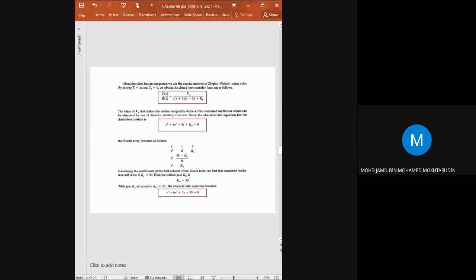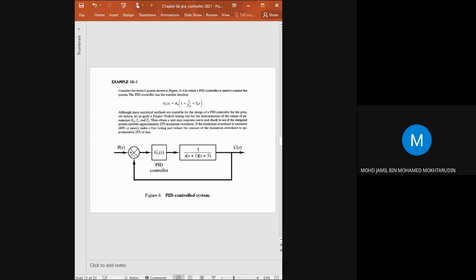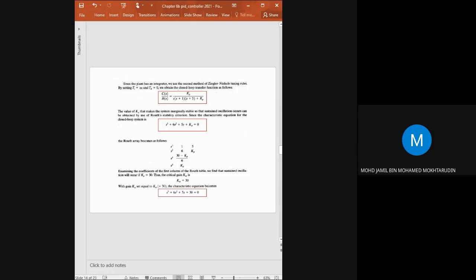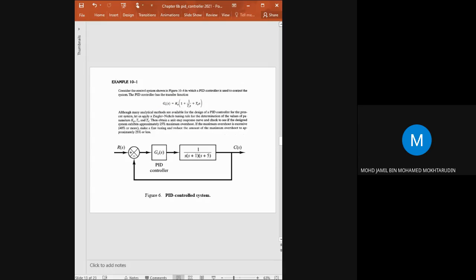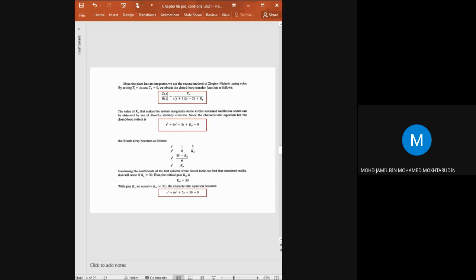So the first thing you need to do for the second method is assume that the PID controller has only Kp. Meaning that Ti equals infinity, Td equals 0. So only Kp remains. From there, you simplify the block diagram here with Gc equals Kp. So you get Kp divided by S times (S plus 1) times (S plus 5) plus Kp.